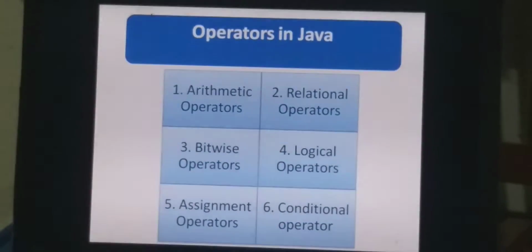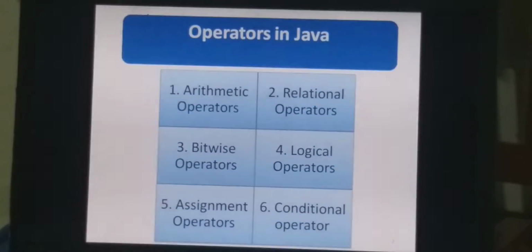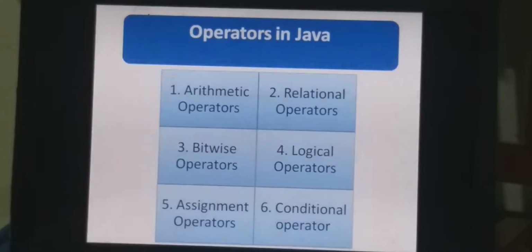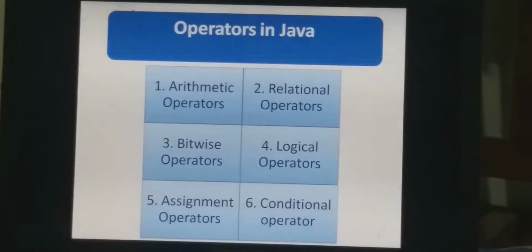So these are the types of operators. First I'll say what is an operator. An operator is an entity that handles operands. In an expression we will have a combination of operands and operators. One operator will handle maximum two operands.